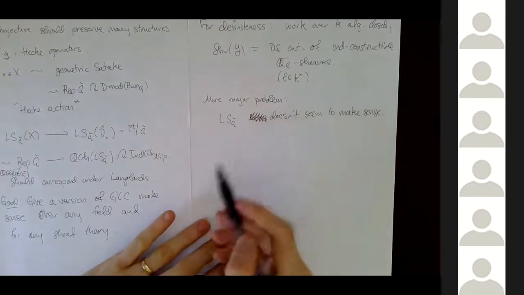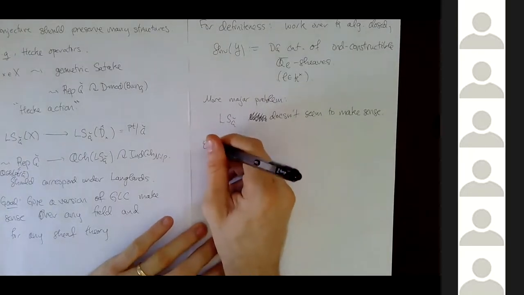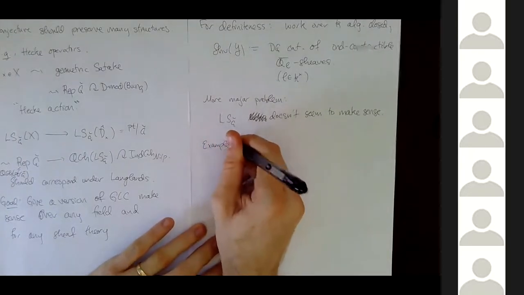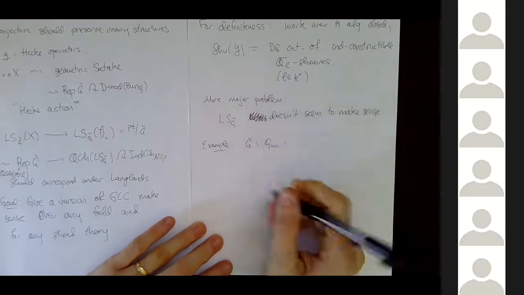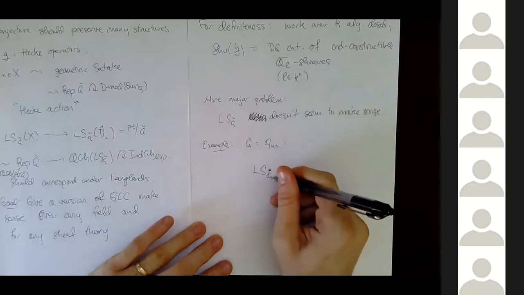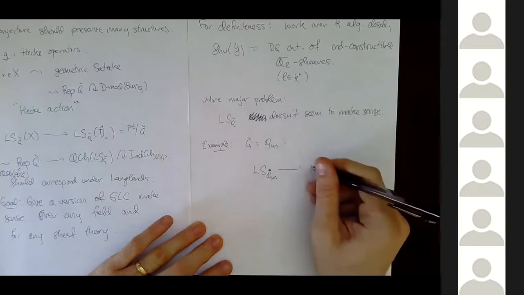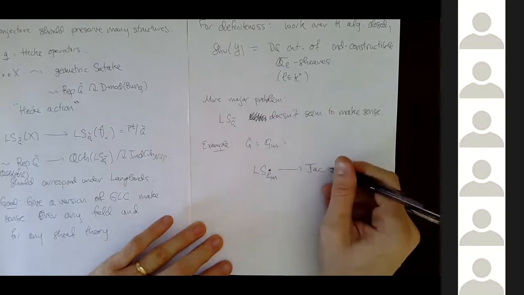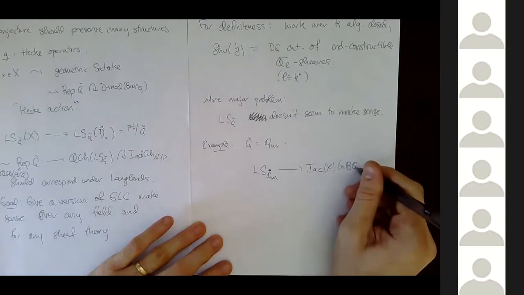The space of local systems for G-check doesn't seem to make sense. So let me give an example of how its geometry is very nice. If G-check is equal to G_m, then it looks as follows. There's a forgetful map down to Picard, the Jacobian of X, and then there's some factor of the stack point mod G_m.